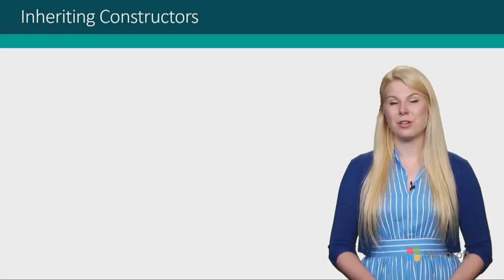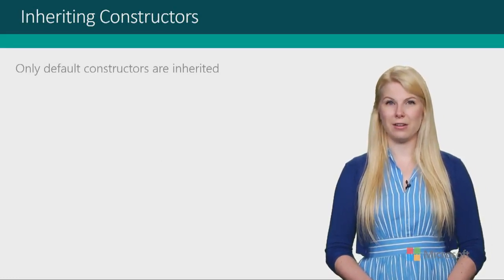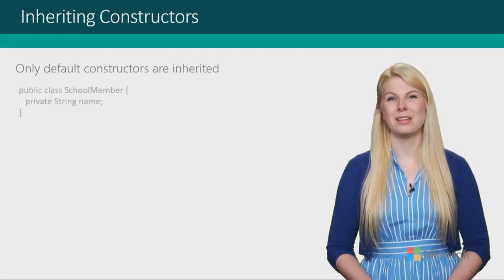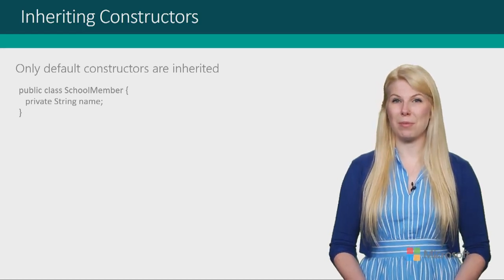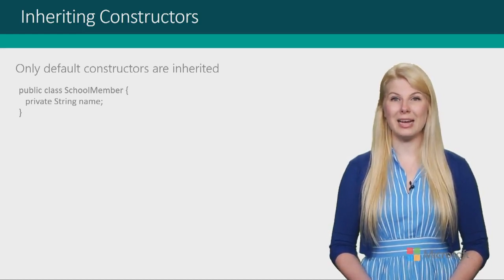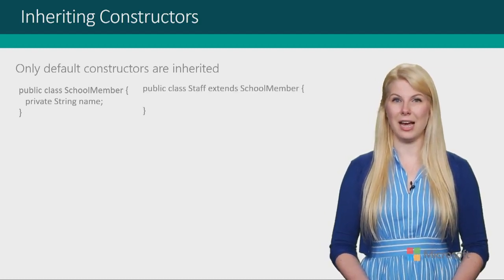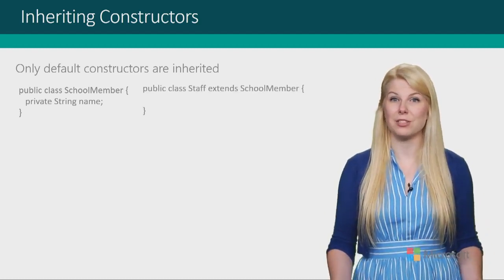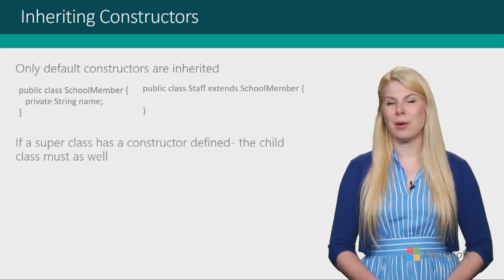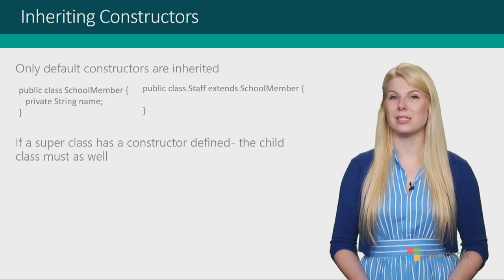It gets a little tricky when you start talking about constructors. Only default constructors are inherited, which isn't super obvious because default constructors are implicit. You don't ever actually type them. For example, if we have a school member object and we don't do anything with its constructor, it just is implied as a no parameter, no behavior constructor. So when we have an object called staff that extends school member, we don't have to write a constructor. It's inherited. Nothing explicit here. But then let's say we want to add an explicit constructor to our superclass, meaning we're not going to get that implicit default constructor anymore.